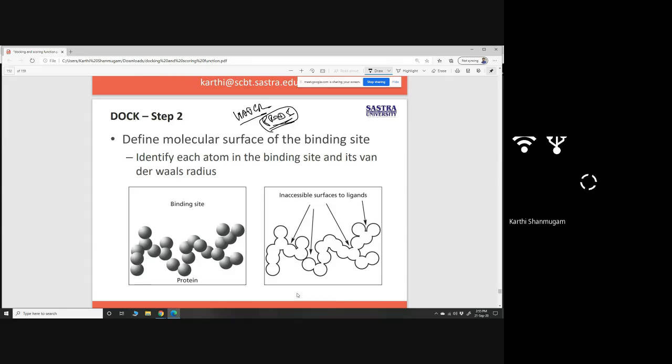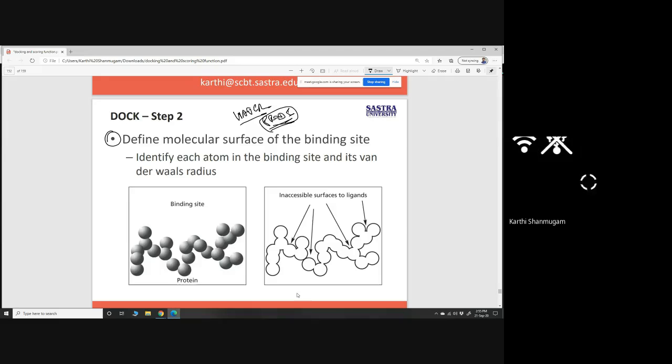So the first thing is we have to define the molecular surface of the binding site. Whenever you have the three-dimensional structure of the protein molecule, the first step is to define the molecular surface of the binding site. I hope you know how to visualize the molecular surface and the basic principle of viewing it. I hope you learned all those in at least a few softwares like PyMol or Chimera, right?